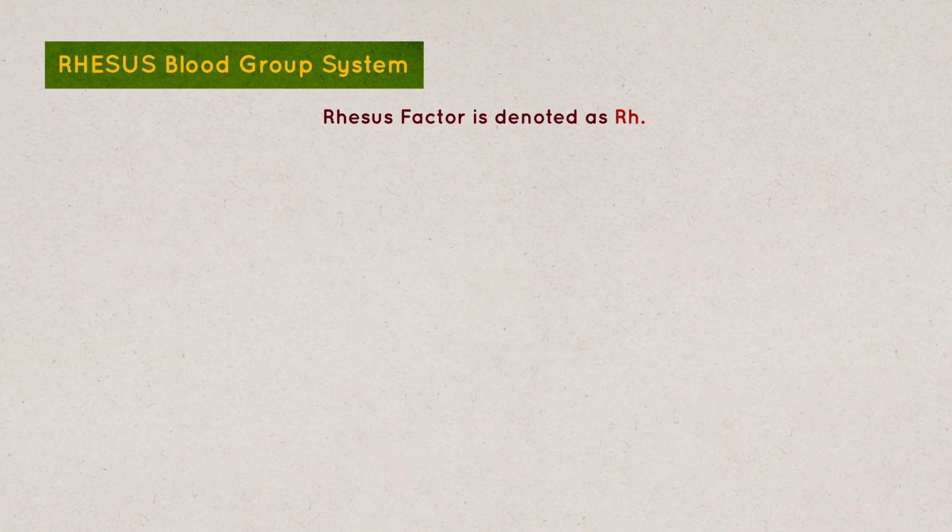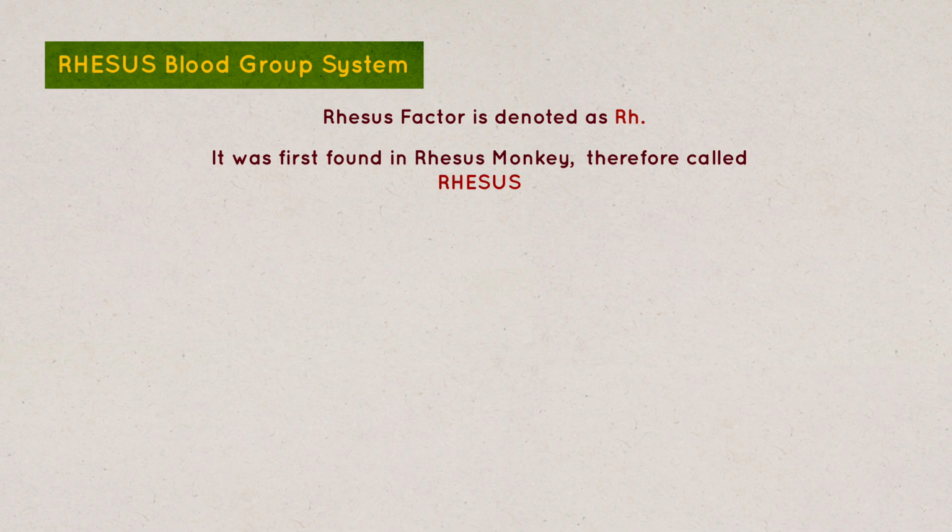Now let's discuss about rhesus blood group system. Rhesus blood group system was discovered by Alexander Wiener and Karl Landsteiner. I guess they were cool and chillaxed friends. Anyways, rhesus factor is denoted as Rh. It was first discovered in rhesus monkey, that's why it's called rhesus.